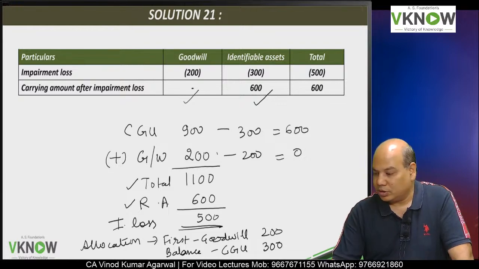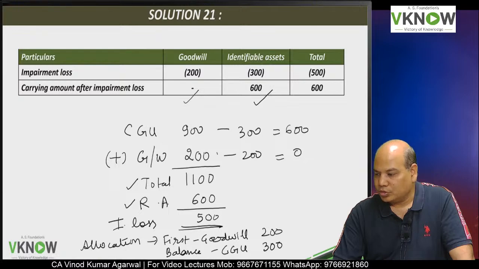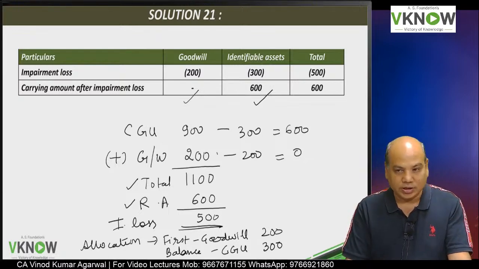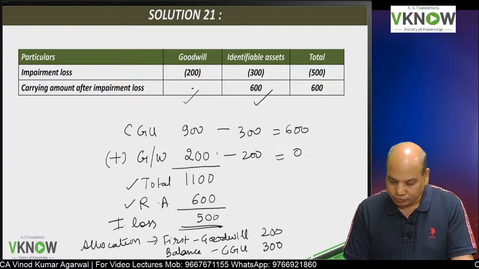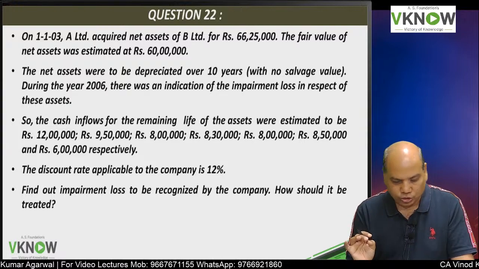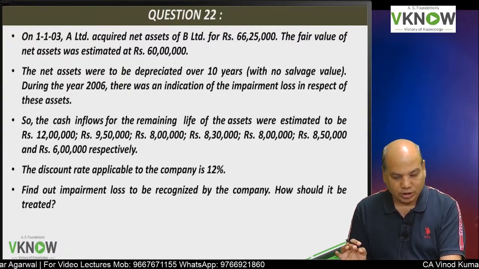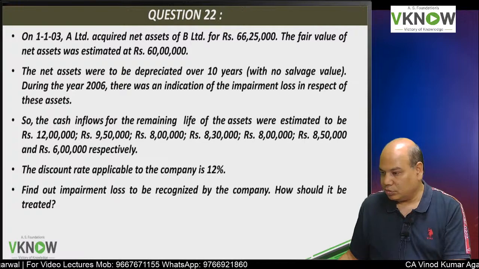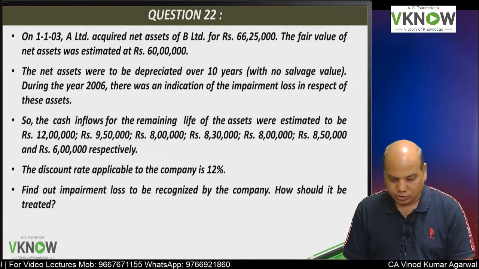This is how the impairment loss will be provided in case goodwill can be allocated on a reasonable and consistent basis. Let us practice one more question, number 22. Keep the calculator ready and you will be able to enjoy the question number 22.